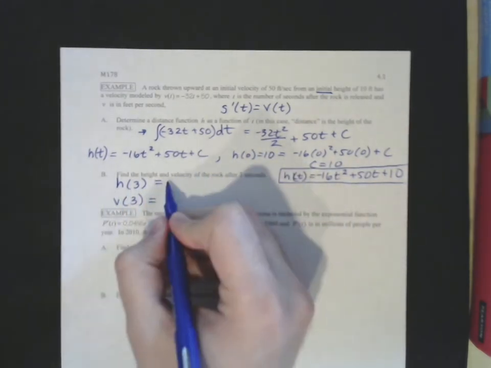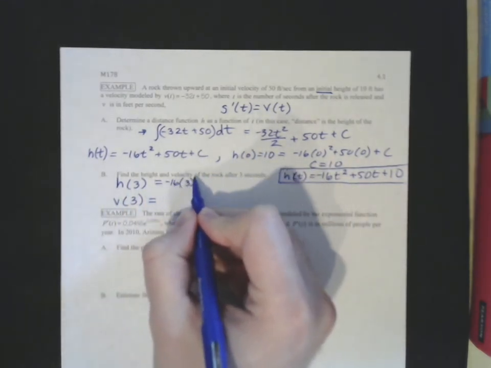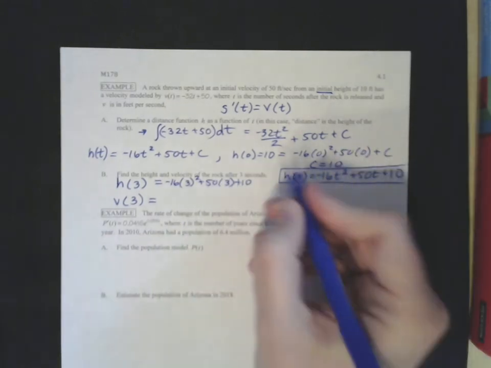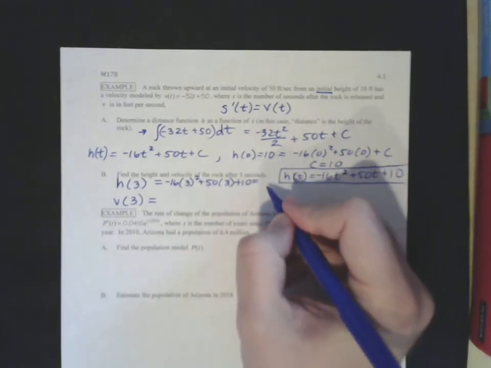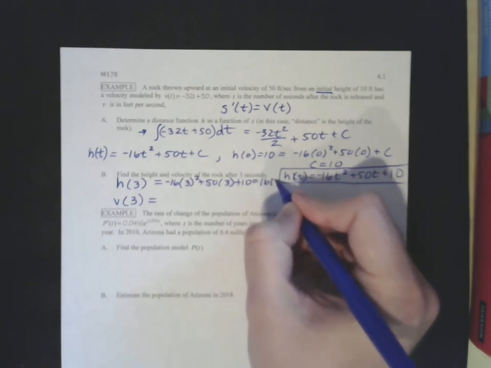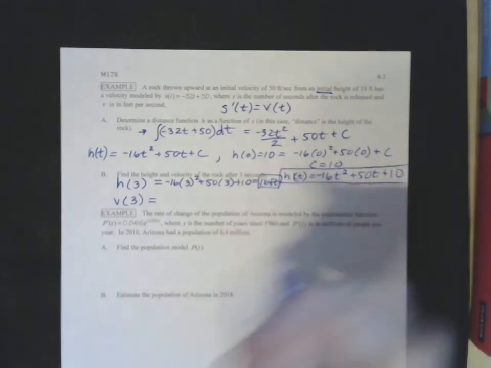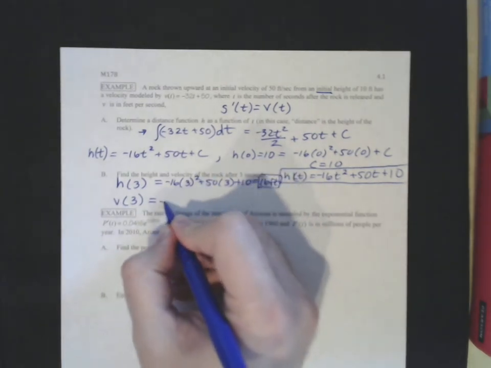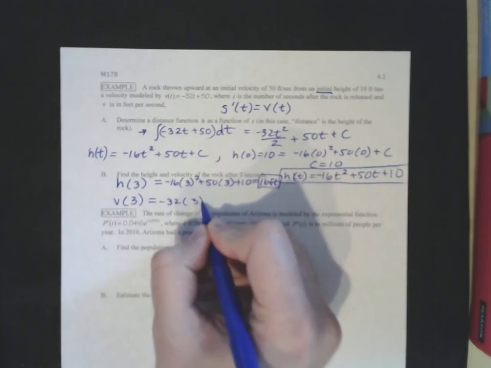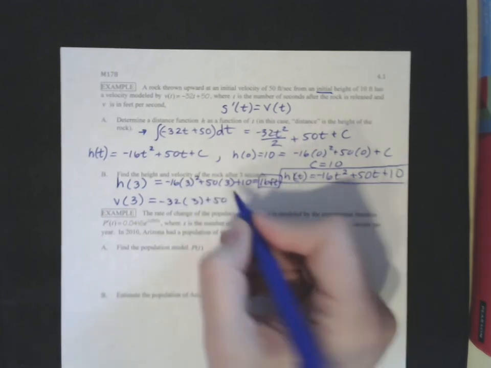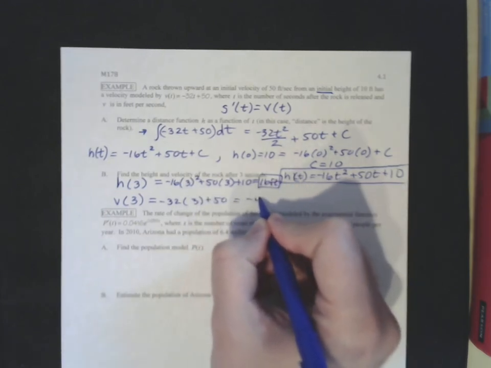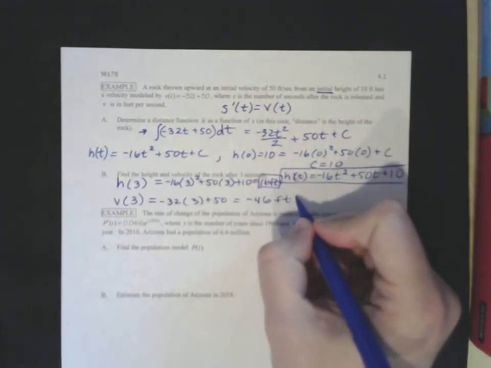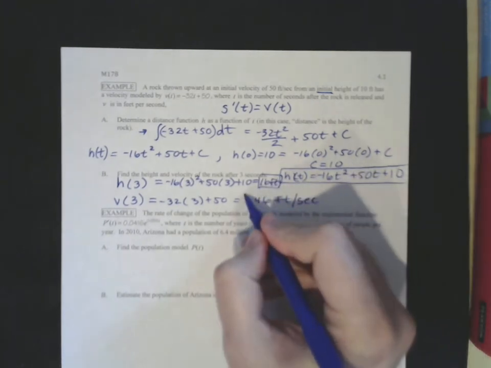So h of 3 would be negative 16 times 3 squared plus 50 times 3 plus 10. And this ends up equaling 16 feet. And v of 3 is just plugging 3 into the velocity function, negative 32 times 3 plus 50. And this equals negative 46. And remember, v is in feet per second. So this is feet per second.